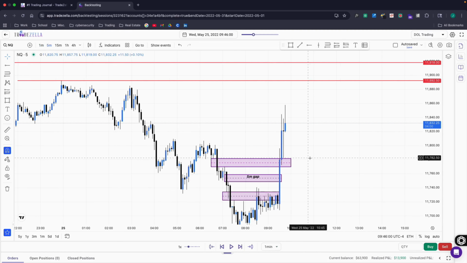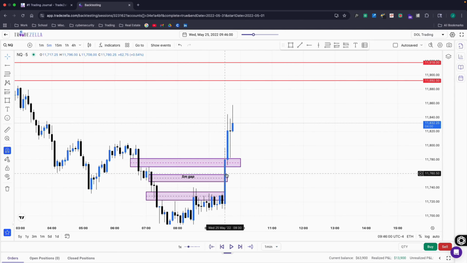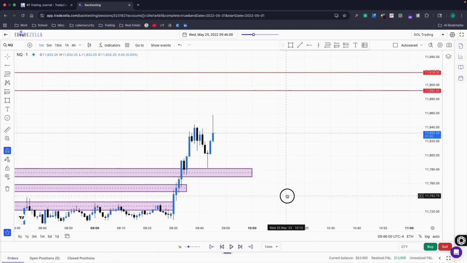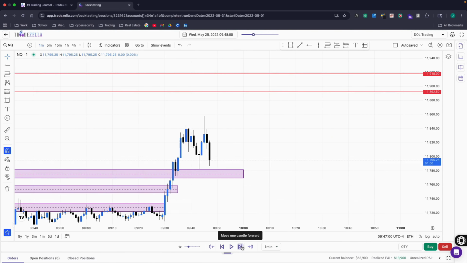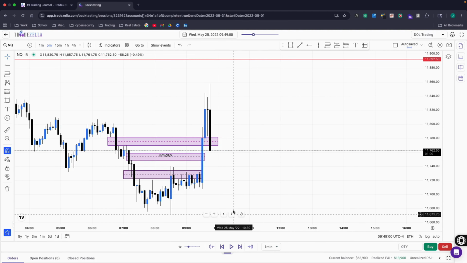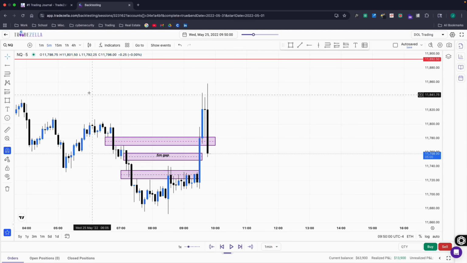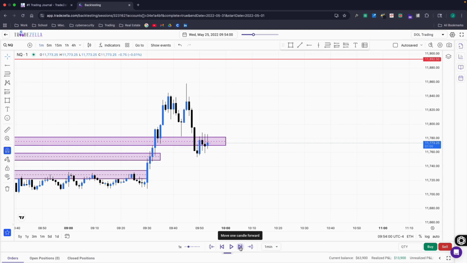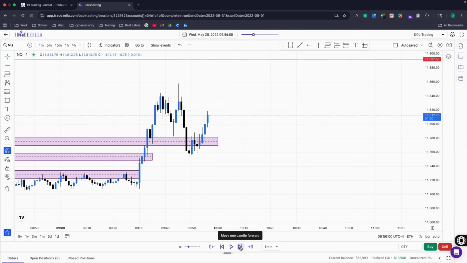And on the 15, still haven't tapped into this gap. But as we get closer to this draw, I'm gonna look for a trade. So let's see. Nice, finally traded into this 15-minute gap. If we inverse this gap, nice. All right.